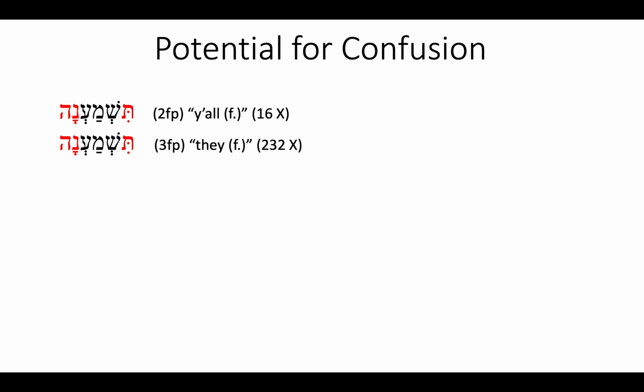We also have another set of forms that are the same. So the tishmana is the same both for the second feminine plural and for the third feminine plural. So yal feminine or they feminine. The yal feminine, at least in the Hebrew Bible, only occurs 16 times. So the chances of you running across that are probably fairly remote. And although the form occurs a few more times in the they form, it's also not particularly common. So once again, usually context provides us all we need to know as to which of those two forms work for us.